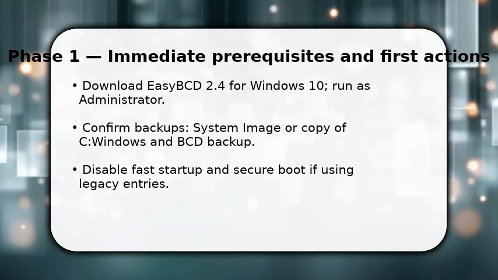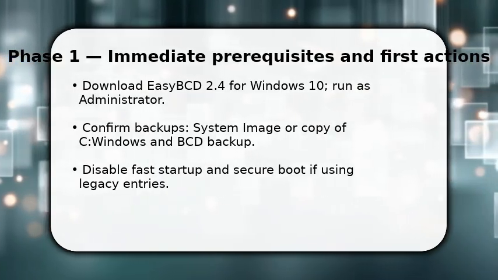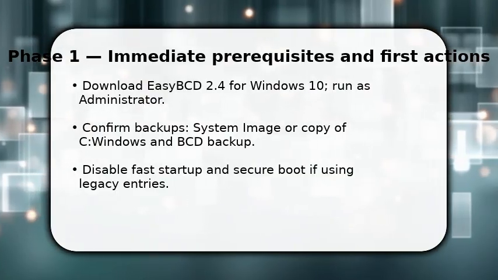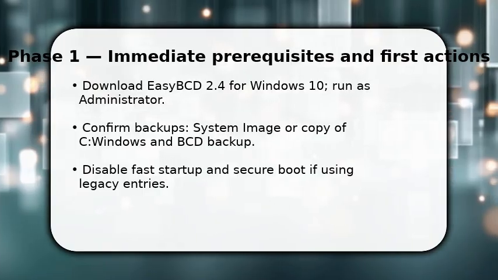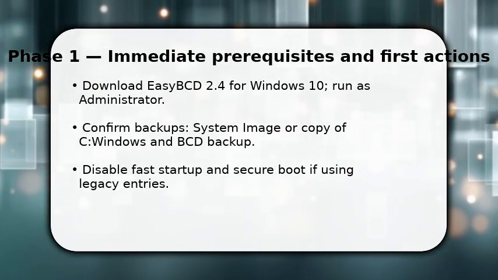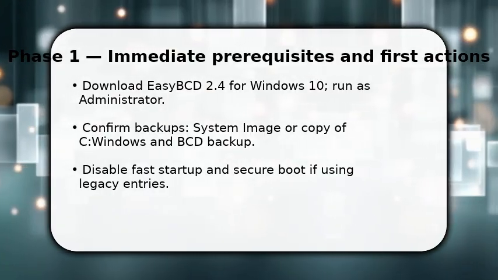You start by getting EasyBCD and launching it as administrator. That ensures you can write boot configuration. Once done, make a quick backup of your current BCD from the Edit Boot menu tab so you have a restore point. Also, disable Fast Startup and Secure Boot if you plan to add legacy or non-signed entries. This prevents the firmware from blocking changes.